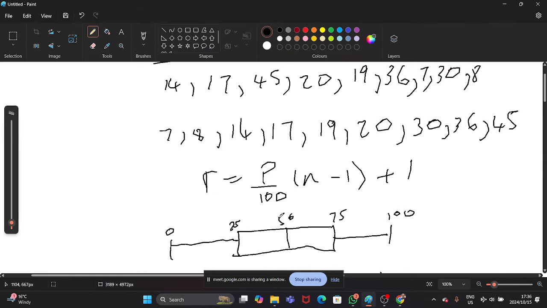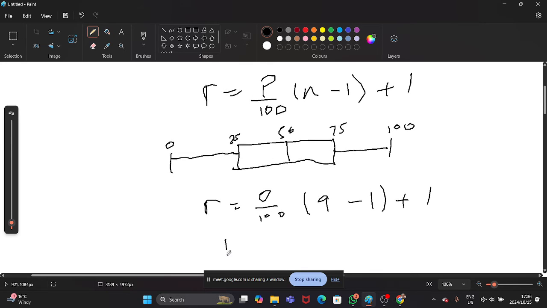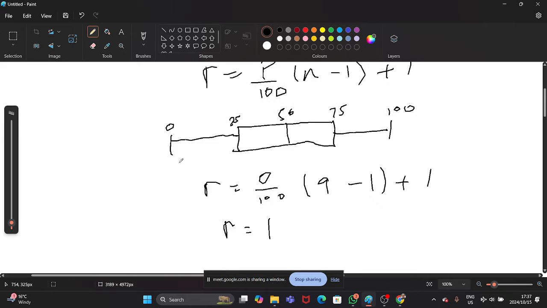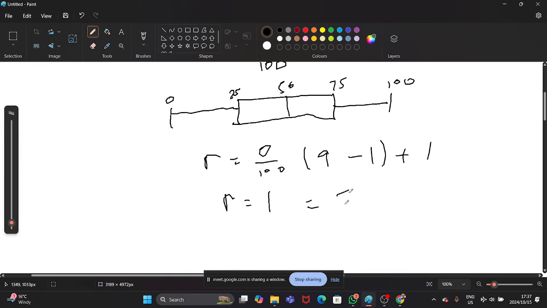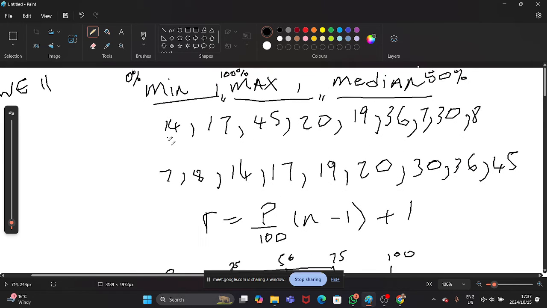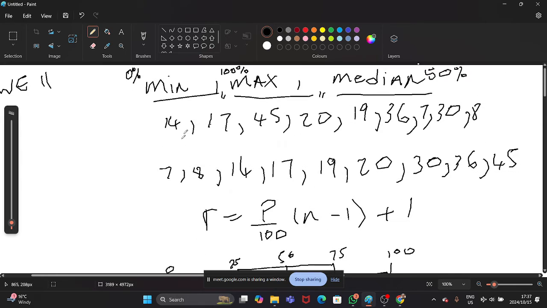The 0th percentile is going to be at the very first position. It's the very first number, and that is equal to 7. The 1 is for the first one.